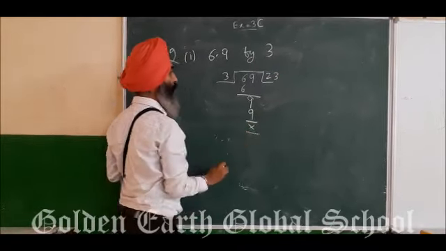In the fourth question, we have to divide this by 0.3. So these both are decimal numbers. So first of all, remove the decimal and divide it.